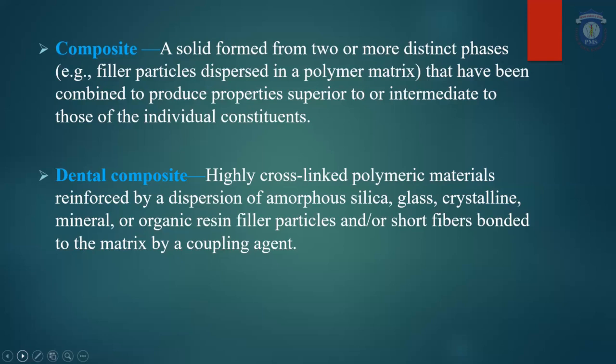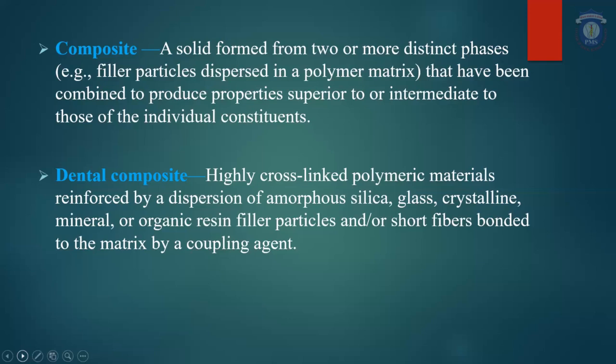When I am explaining this definition, you find that there is a resin matrix. That is what they are denoting by highly cross-linked polymeric material, isn't it? And there are many types of filler particles. You can see there are crystalline filler particles like crystalline mineral, or amorphous silica, glass particles, or resin filler particles, or even fibers. Now they are also mentioning in the definition that these filler particles are not lying free in the resin matrix. They are bonded to the resin matrix via a bonding agent, a silane-based coupling agent.